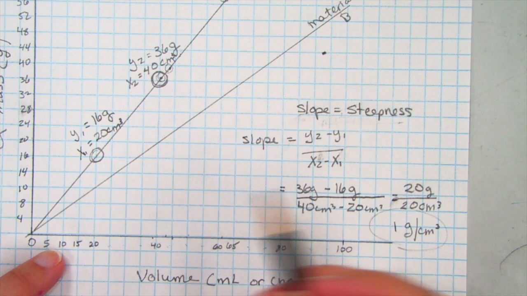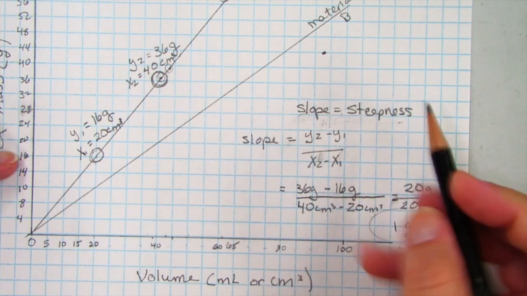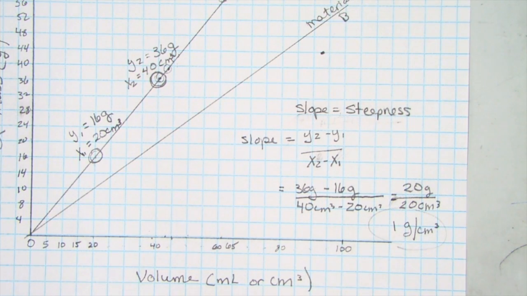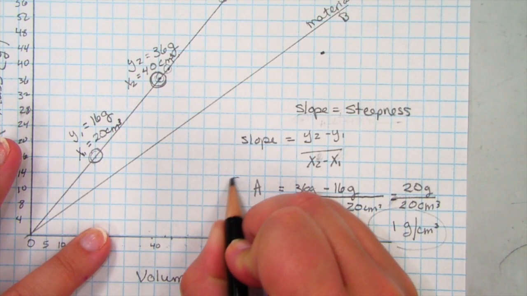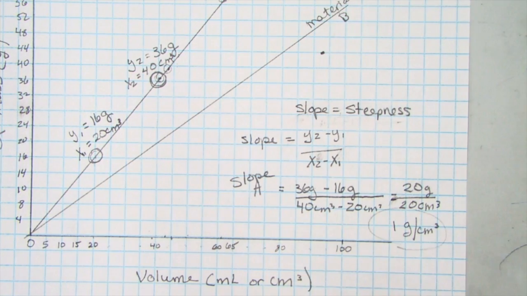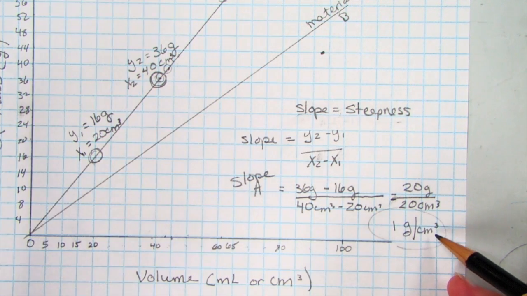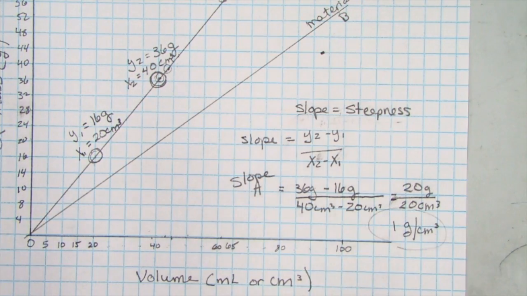Now that's kind of strange. I'm going to go back and double check that. Y2 is 16, 20, so 16 and 20, 36 and 40. Okay, there it is. So we're going to do the same thing there for material B to walk through. So this is slope for A equals 1 gram per centimeter cubed. This means that if I had 1 gram of this material, it would fit into 1 centimeter cubed. Or if I had 1 centimeter cubed of this material, it would have a mass of 1 gram.